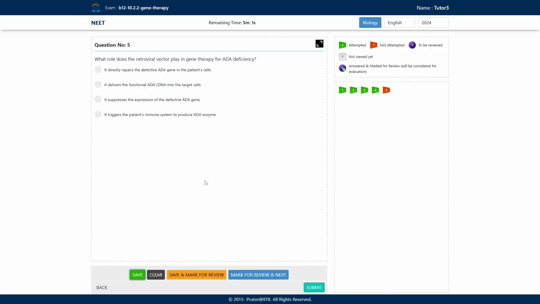What role does the retroviral vector play in the gene therapy for ADA deficiency? It directly repairs the defective ADA gene in the patient's cells. It delivers the functional ADA cDNA into target cells. It suppresses the expression of the defective ADA gene, or it triggers the patient's immune system to produce ADA enzyme. So the question is asking us, what is the role of this retroviral vector? What it does is deliver the functional ADA cDNA into the target cells.